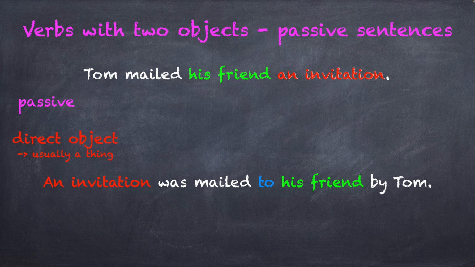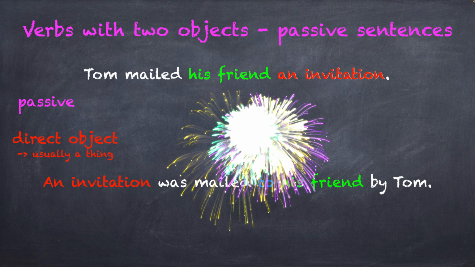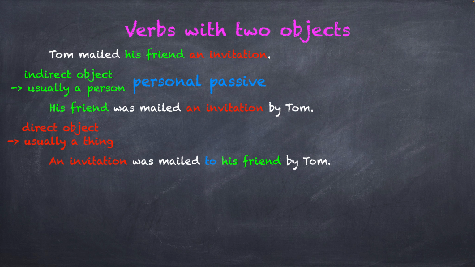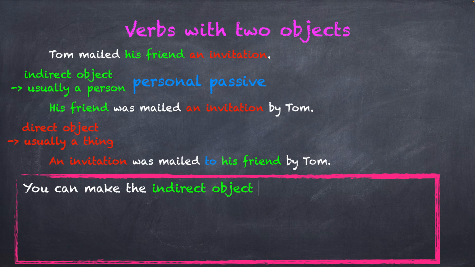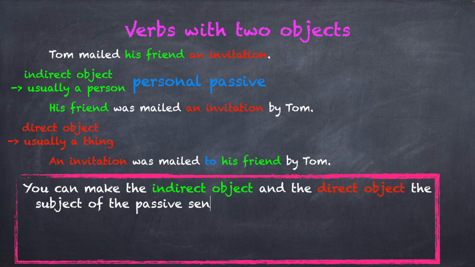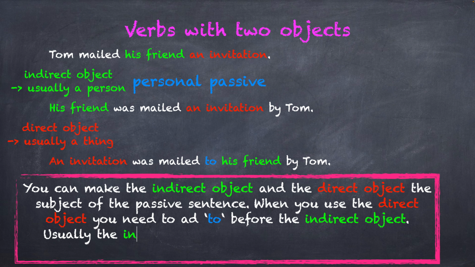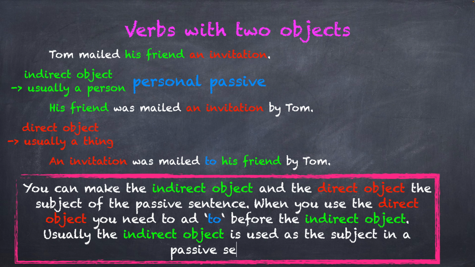So when you make the direct object the subject of the passive sentence, you need to add to in order to make the complete sentence. So let's sum it up. You have two options. You can make the indirect object and the direct object the subject of the passive sentence. When you use the direct object first, you need to add to, and when you use the indirect object, you get the so-called personal passive.